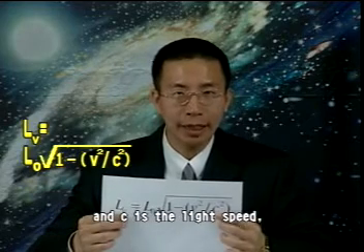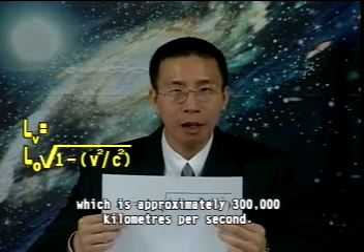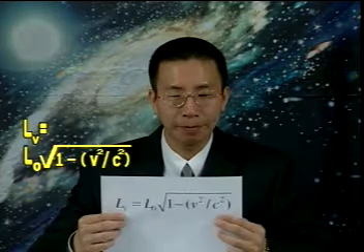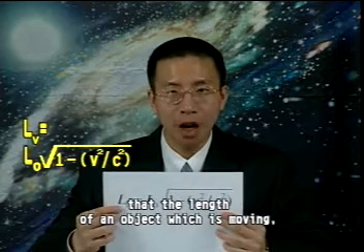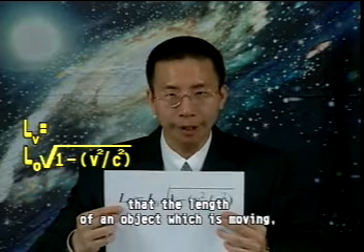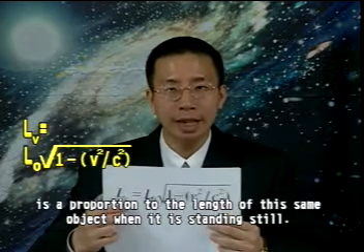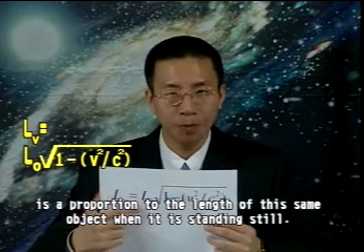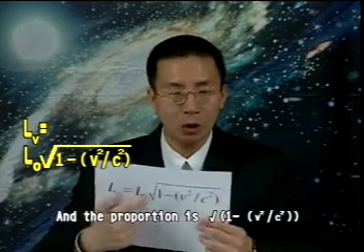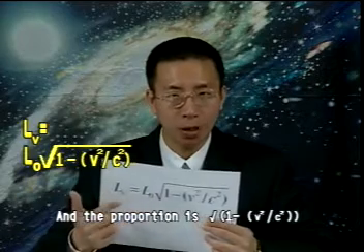And C is the light speed, which is 300,000 kilometers per second. So this equation tells us that the length of an object which is moving is a proportion of the length of this same object when it's standing still. And the proportion is the square root of 1 minus V squared divided by C squared.